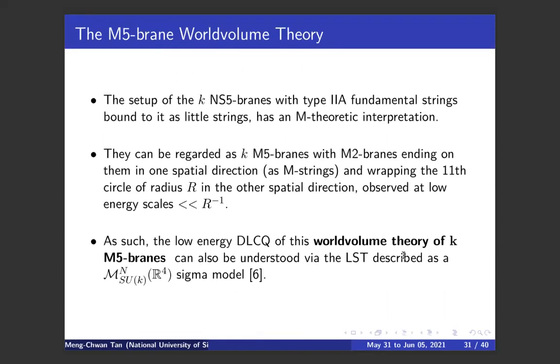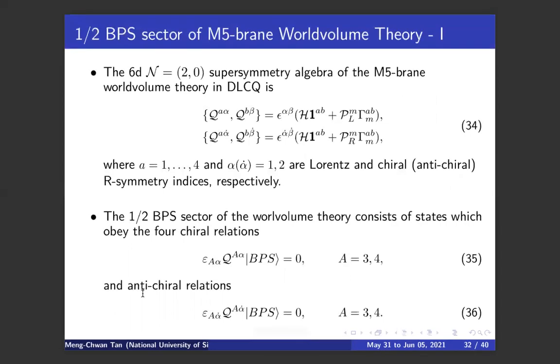Okay. So essentially, the low energy DLCQ, discrete light-cone quantization, of the world volume theory of K NS5 branes, K M5 branes, can also be understood via little string theory, which is described by the (4,4) sigma model on the space of instantons on R4. Okay, so how do we study the BPS sector? What we want to do is study the BPS sector of the M5 brane world volume theory.